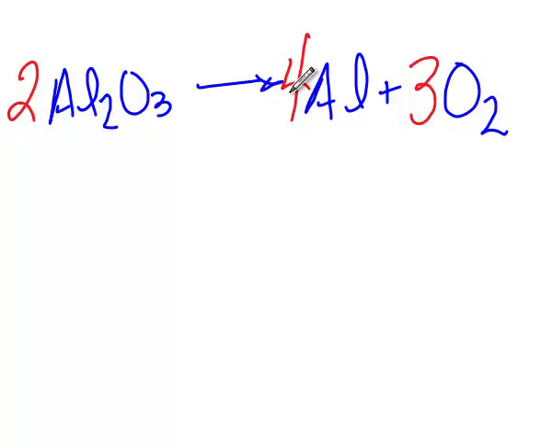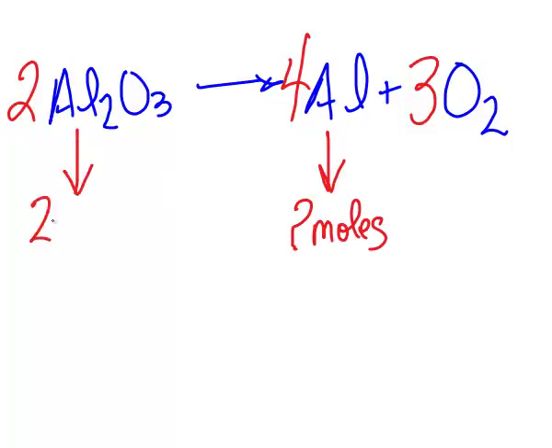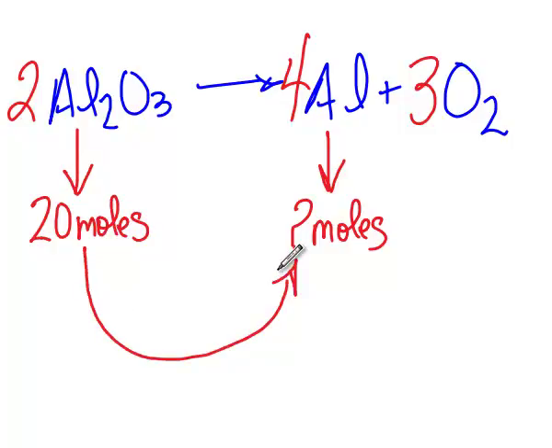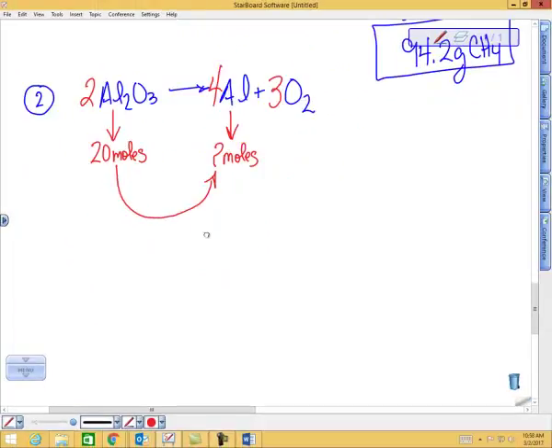The question says, how many moles of aluminum would be produced from 20 moles of Al2O3? So 20 moles of this. It looks like they want us to go from 20 moles of that to moles of aluminum. Look good? Just know what the question says, what it gives you, what it's asking for, because seeing a clear path is going to help you out a lot.